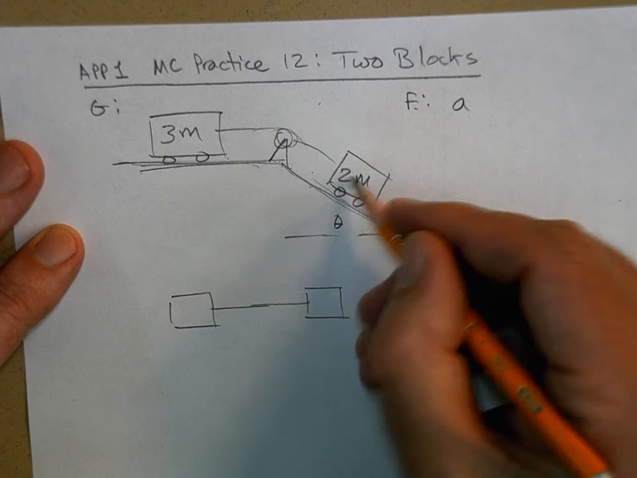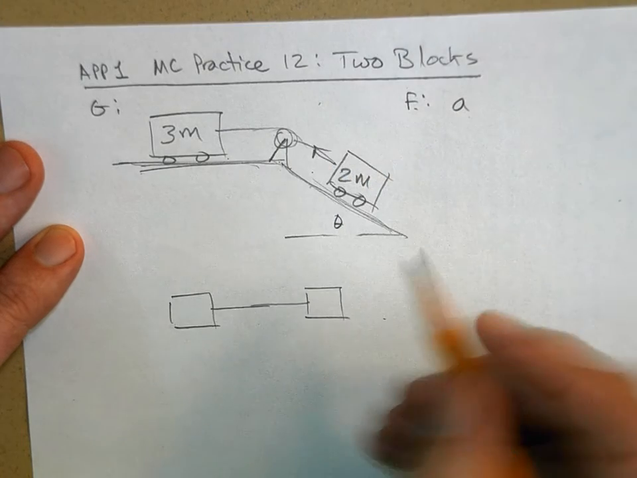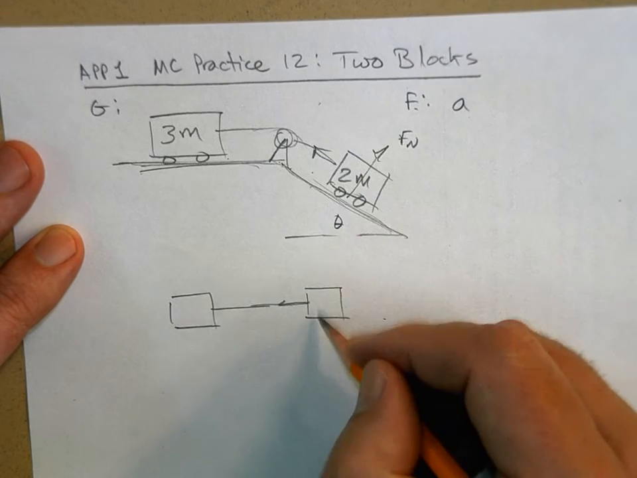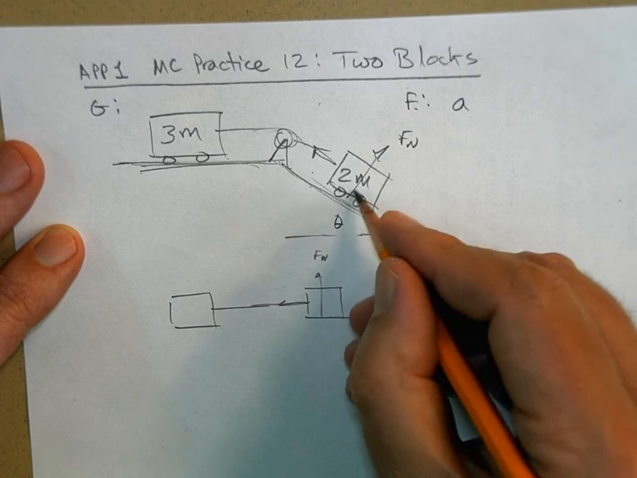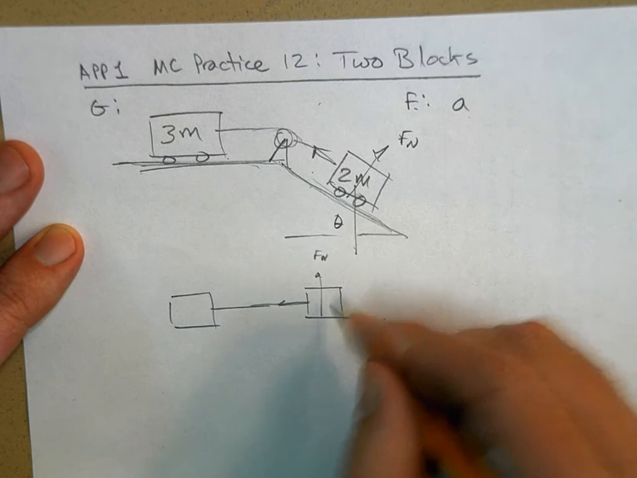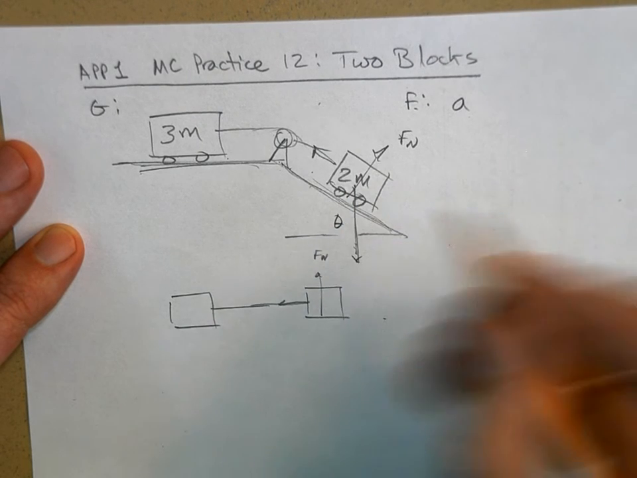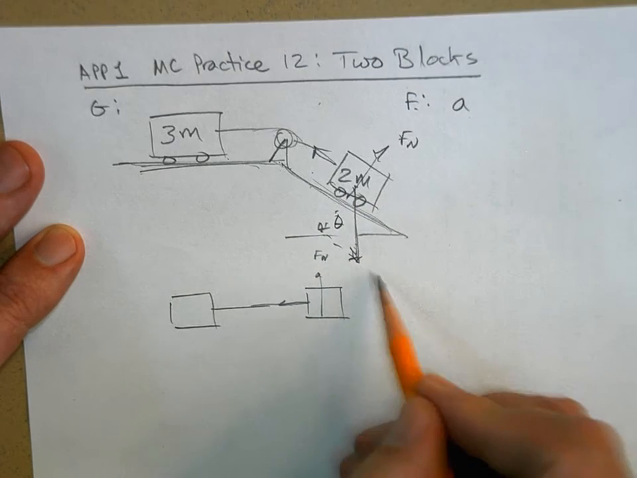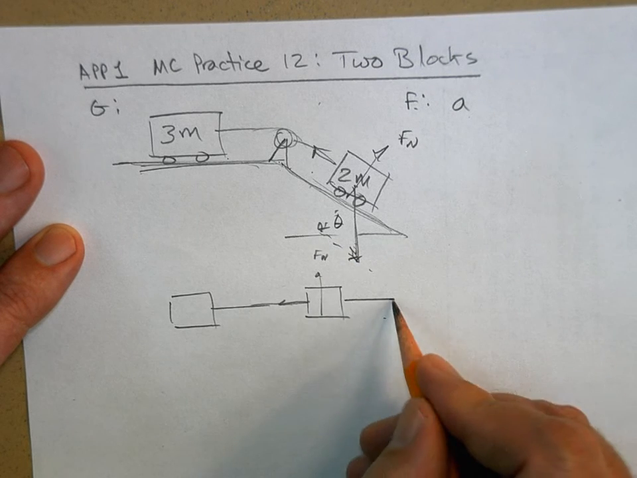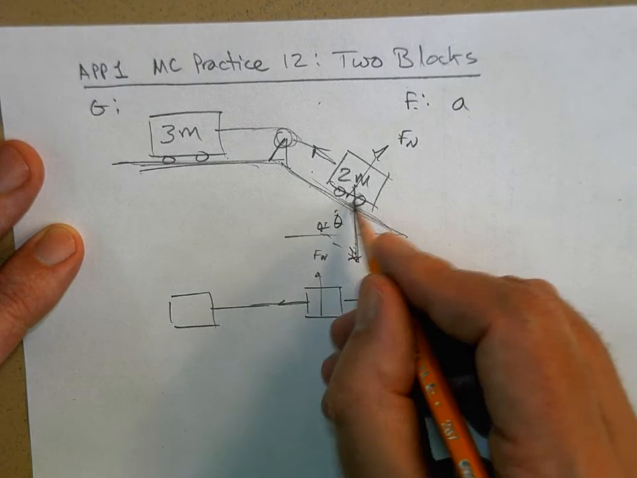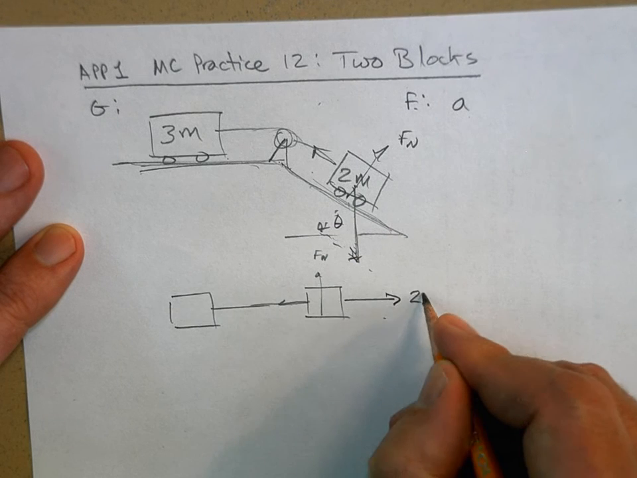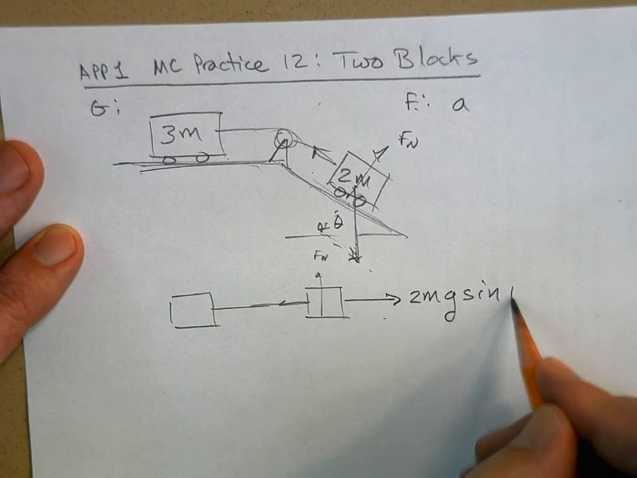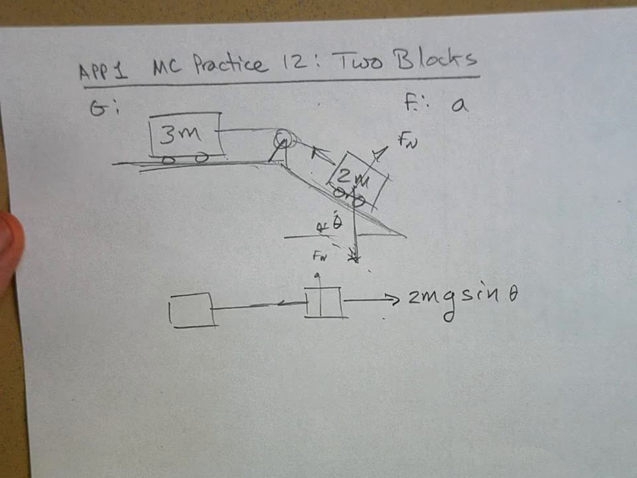If I draw a free body diagram here, we've got the tension force here. We've got normal force, okay, like this. And we've got force of gravity. So here's the normal component of gravity, but here's the component of gravity that's trying to pull it down. And that's going to be 2m times g times the sine of angle theta. Now, does everybody see why it's the sine?